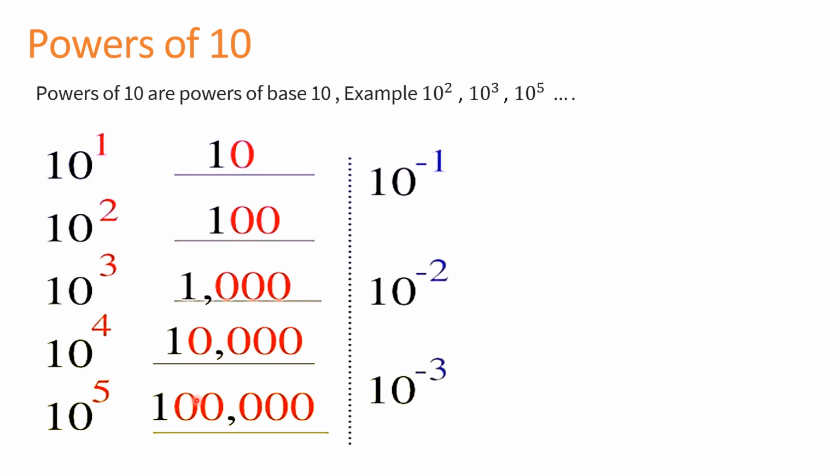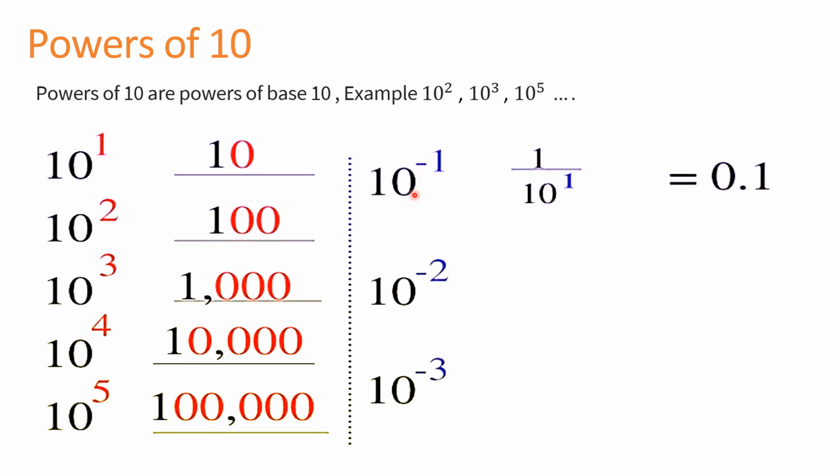But if we have negative exponents like 10 to the power minus 1, 10 power minus 2, and 10 power minus 3, we said before we change the negative exponents into positive exponents by changing this number from numerator to denominator or vice versa, writing its reciprocal. 10 to the power minus 1 means 1 over 10 to the power 1. Now it becomes a positive exponent. So 1 over 10 is equal to 0.1.